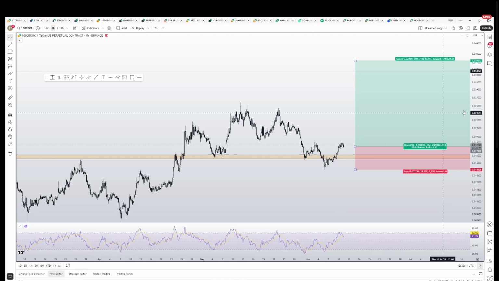BTC just retested previous all-time highs. Good. Okay, let's get back to the lecture thing. We'll look for new plays after the US session.